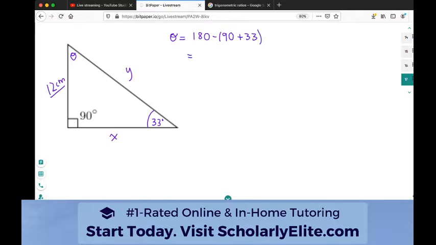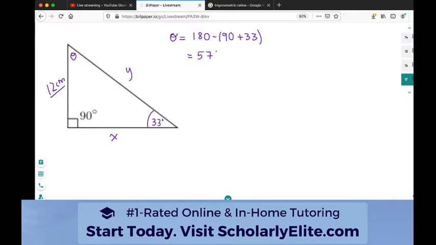And if anyone's confused by that, just let me know. So in this case, we've got 57 degrees. So that's our theta. Does that solve the side lengths for us? No, it does not, but that's okay. We're going to go ahead and solve the side lengths for ourselves.